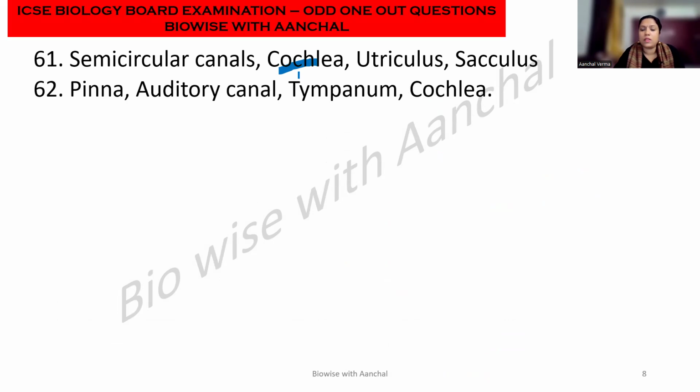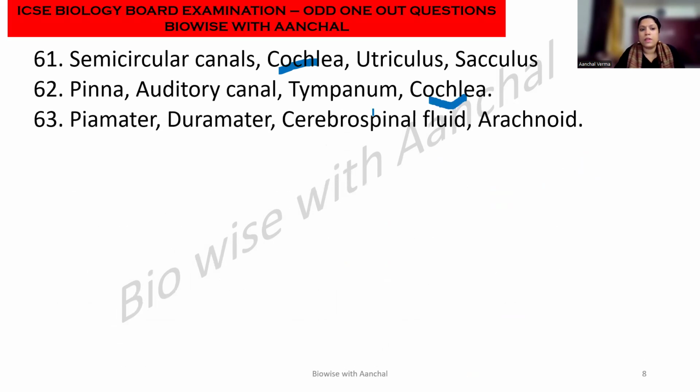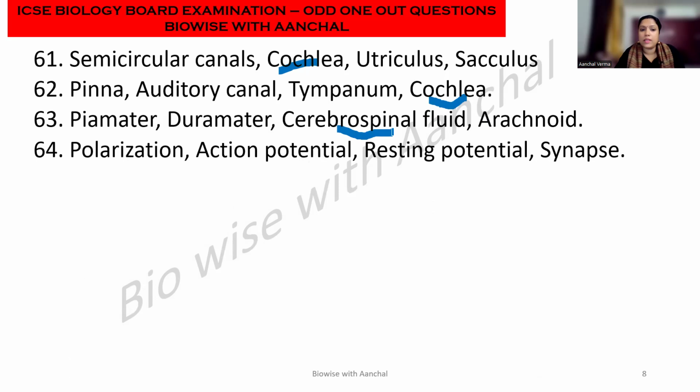Pinna, auditory canal, tympanum, and cochlea. Now here, the odd one out is again cochlea, because the rest are all the parts of the outer ear. Pia mater, dura mater, cerebrospinal fluid, arachnoid. Here CSF is the odd one out because the rest are all meninges. Polarization, action potential, resting potential, synapse.